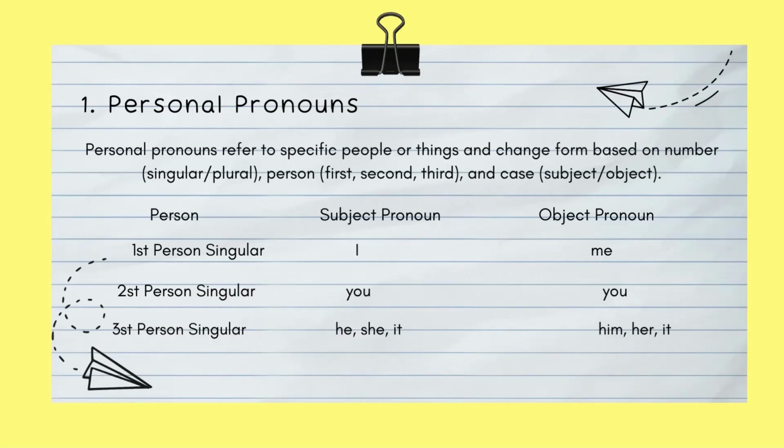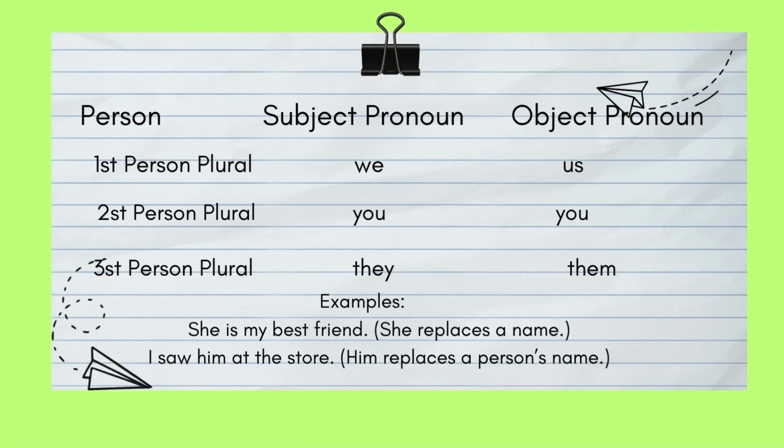1. Personal pronouns. Personal pronouns refer to specific people or things and change form based on number, singular/plural, person, first, second, third, and case, subject/object. Person, subject pronoun, object pronoun, first person singular, second person singular, you, third person singular, she, it, him, her, it, first person plural, second person plural, you, third person plural, they, them. Examples. She is my best friend. She replaces a name. I saw him at the store. Him replaces a person's name.